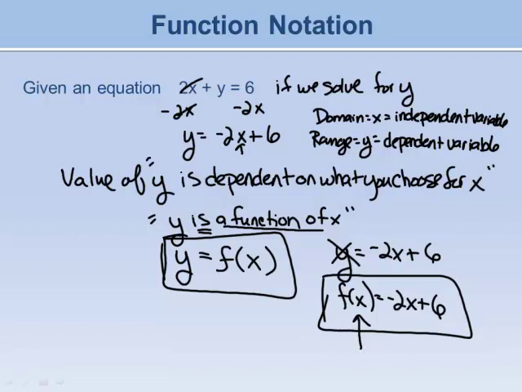So in other words, don't do this. The original form of that equation was 2x plus y equals 6. You cannot, in this form, take that y and replace it with f of x. That's considered poor form and is not allowed. You first must solve it for y, and then you can replace the y with that function notation.